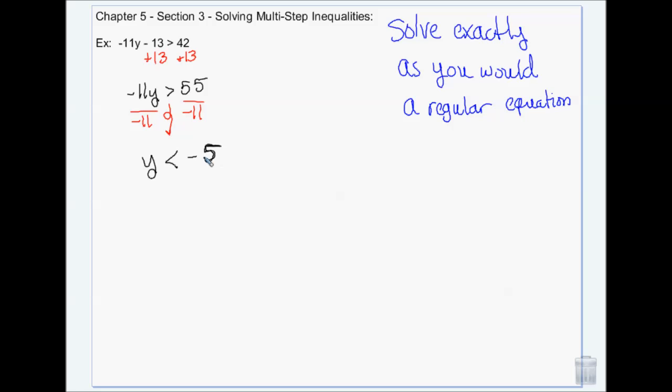So same exact steps as when you solve an equation. The only difference is the symbol looks a little different. And if you multiply or divide by a negative, you flip.